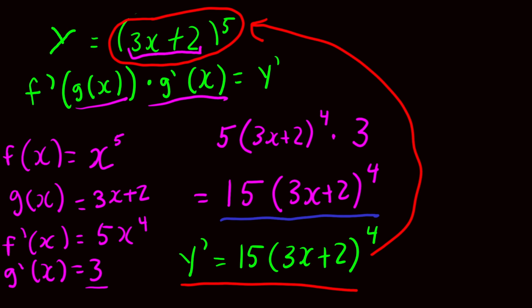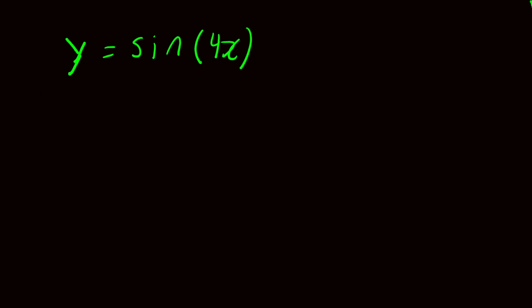Okay, now let's move on to our next question. A little bit trickier now. y equals sine of 4x. Okay, let's write down our recipe again. It'd be f prime of g of x times g prime of x.